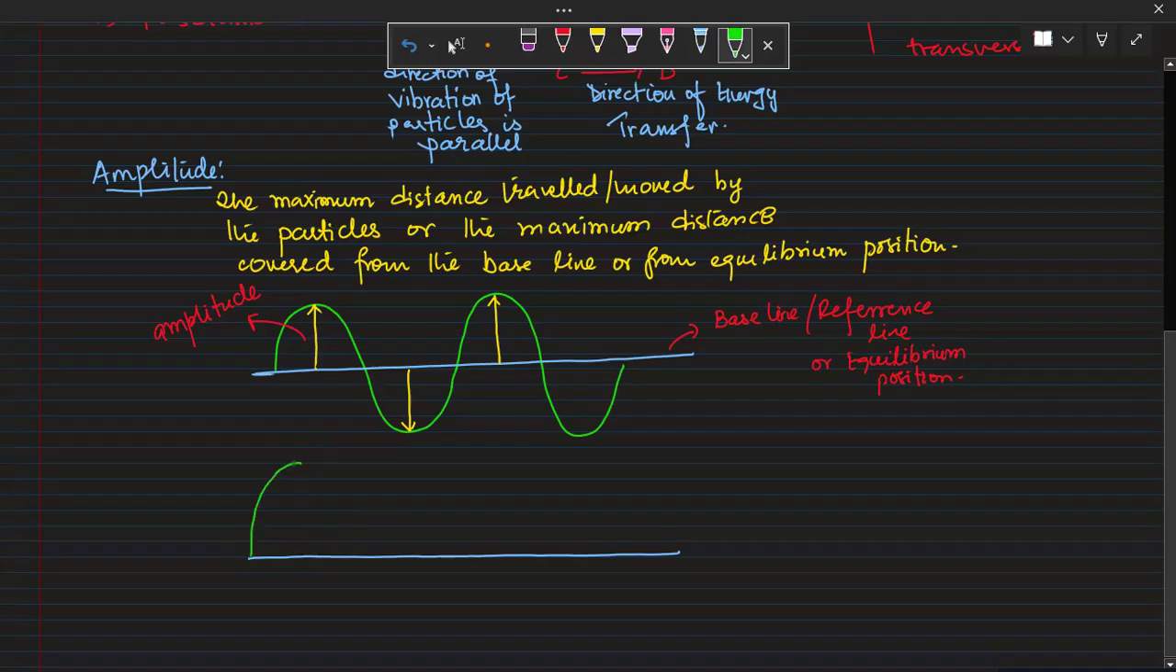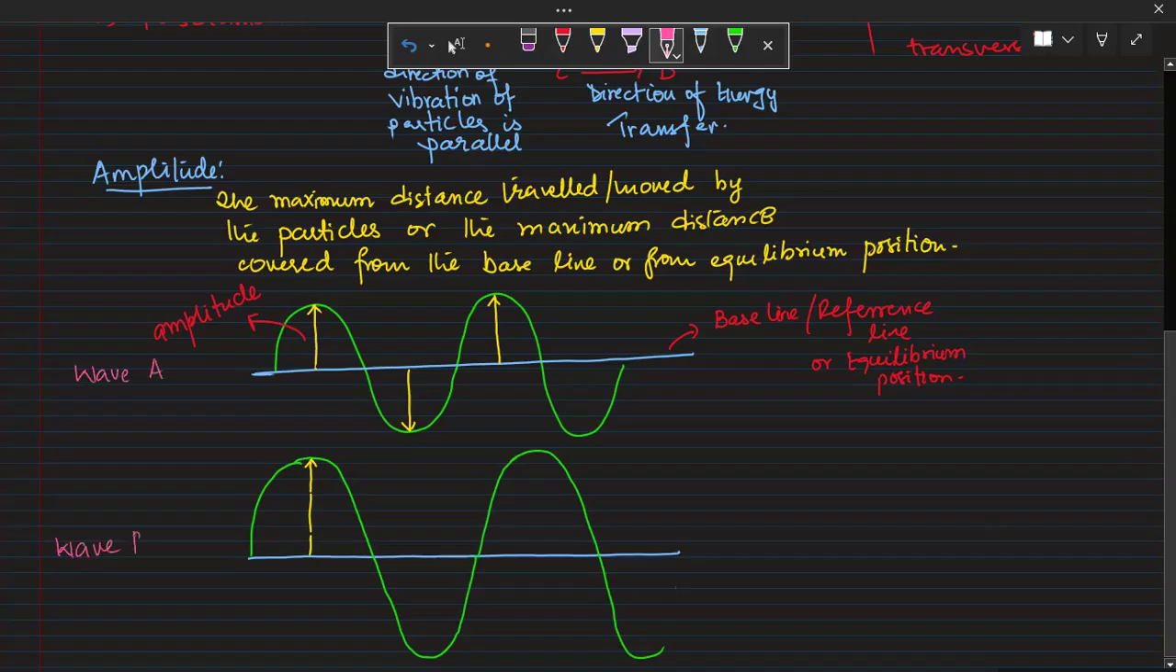So that it should be considered a louder one, okay? Clear? You see here, this distance is greater than in this wave. Let me call this wave A, and this wave B, right? So wave B is louder, having the larger amplitude. This is also the amplitude here.